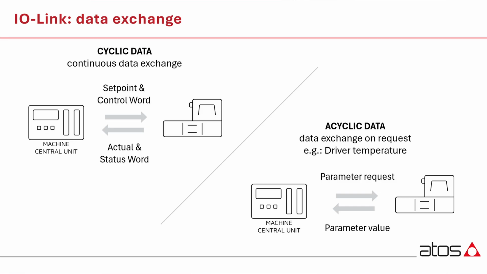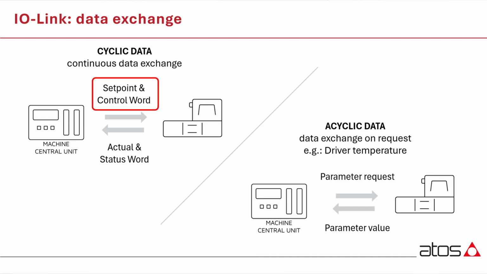Overall, this improves the quality of the signal exchange from the valve to the PLC, and thus the quality of the regulation. Moreover, IO-Link handles both cyclic data, which means continuous data exchange between the valve and the PLC, and acyclic data, which means data exchange on request. Control and status words are fully described in the IO-Link manual available in My Atos area on our website. Watch the related tutorial if you don't know how to access it.